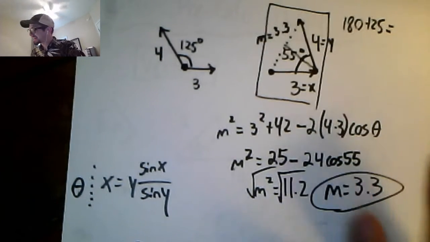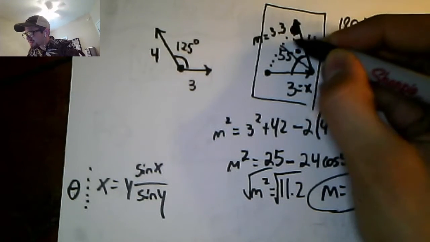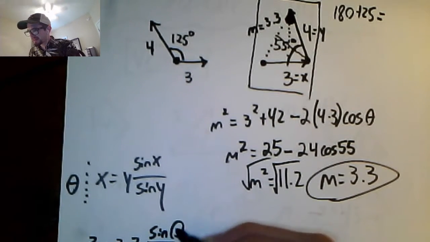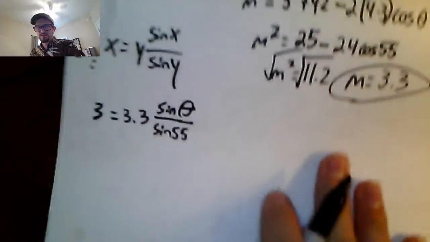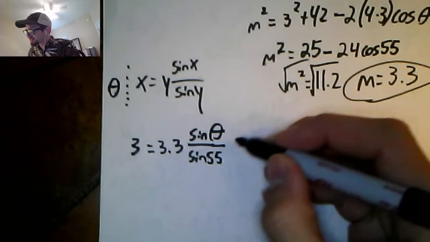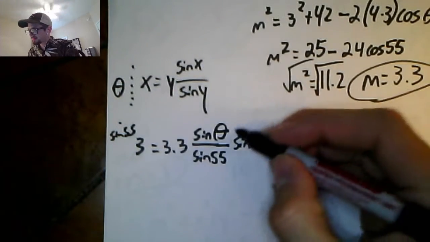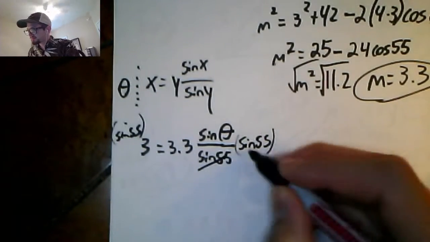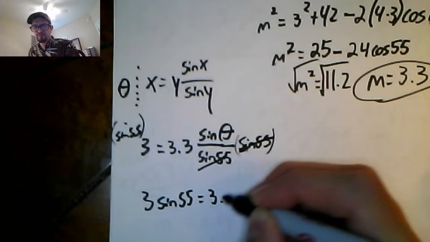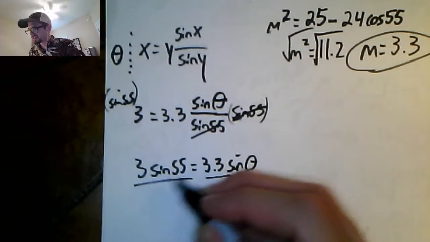Now I just pick another random angle. I'll do the top one. And the top one is across from 3. So that's the side length 3. And I'm looking for my angle. So now that I have this, I can solve. I like to get rid of my fraction first, so I'll multiply both sides by sine of 55. These cancel. So I'm left with 3 sine 55 equals 3.3 sine of angle. To get rid of the 3.3, I divide both sides by 3.3.